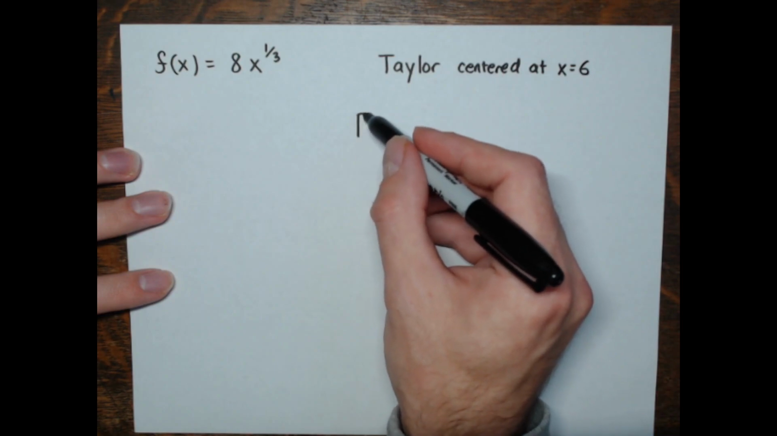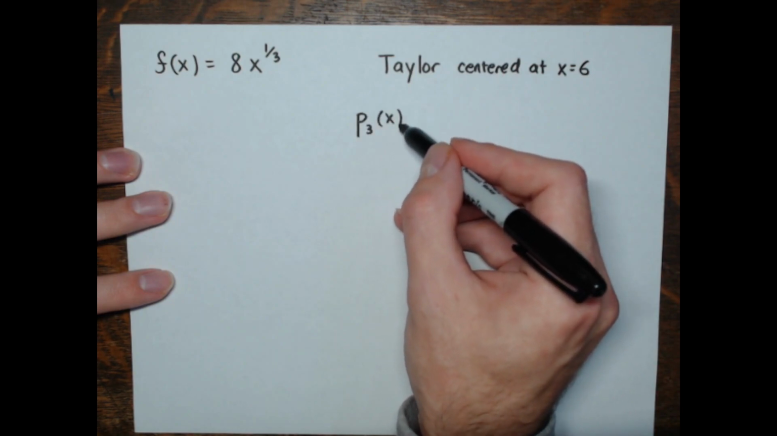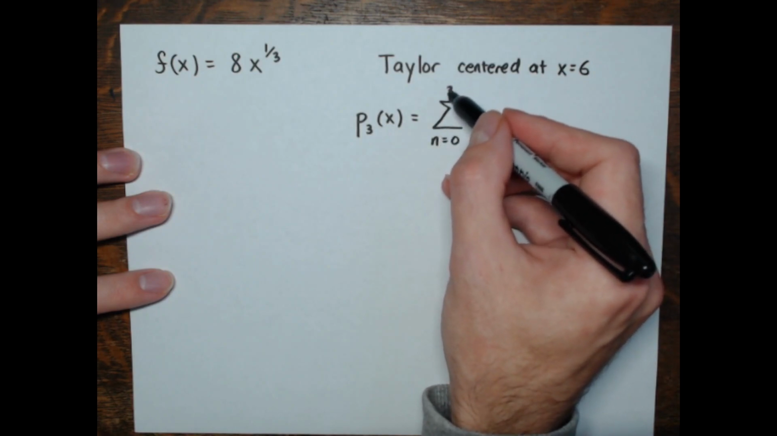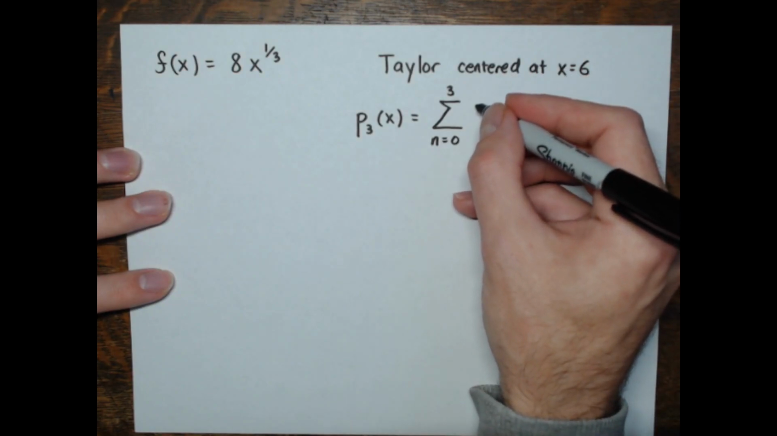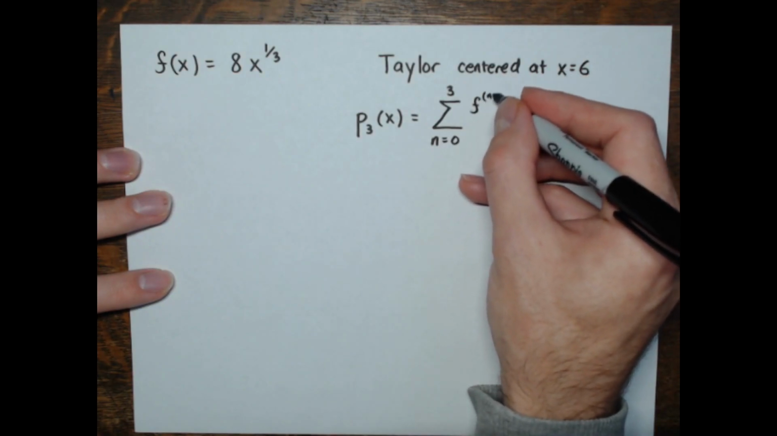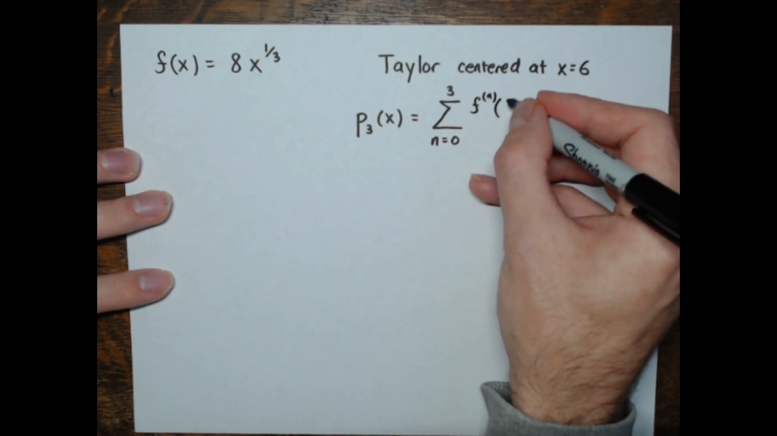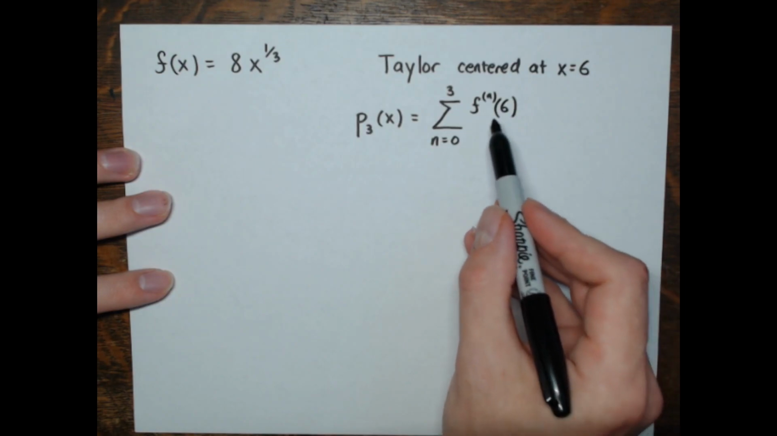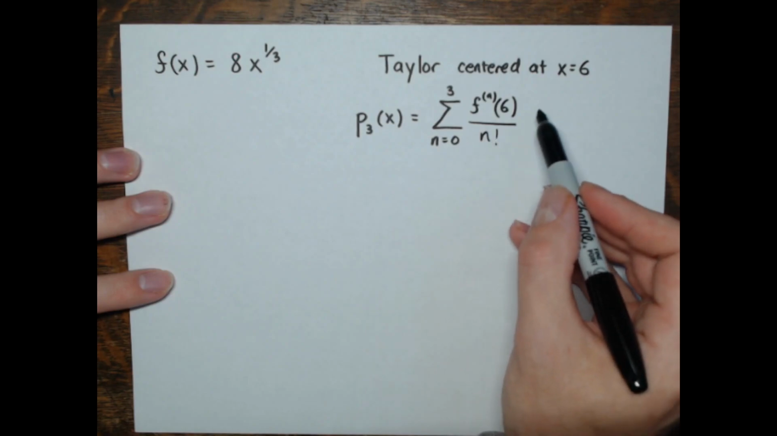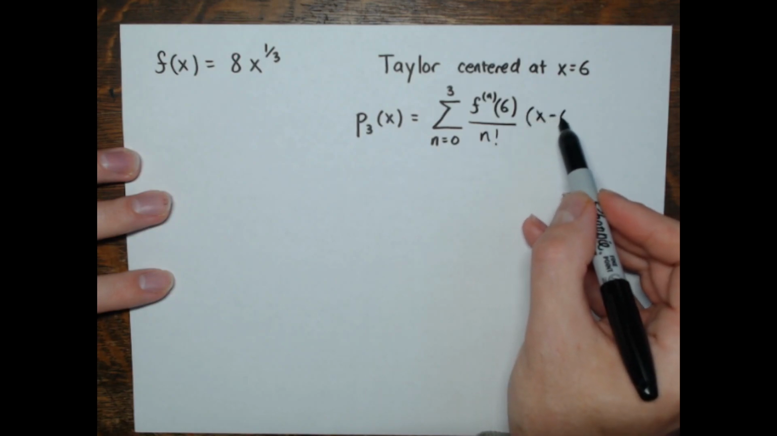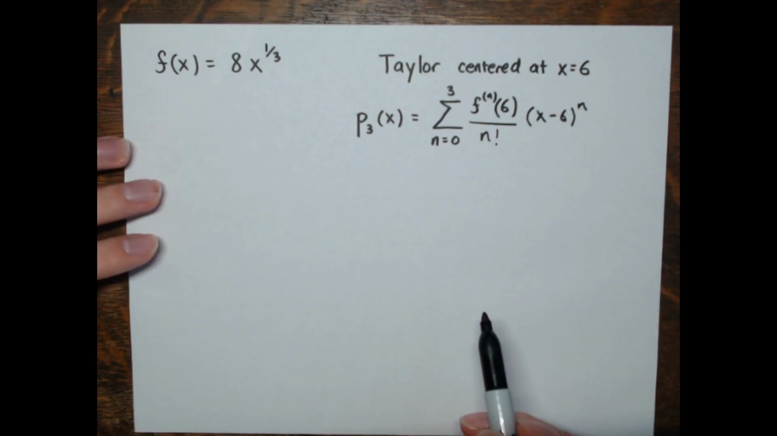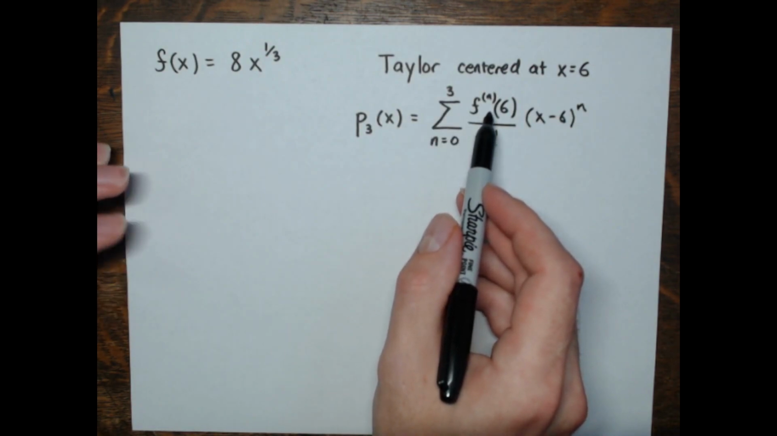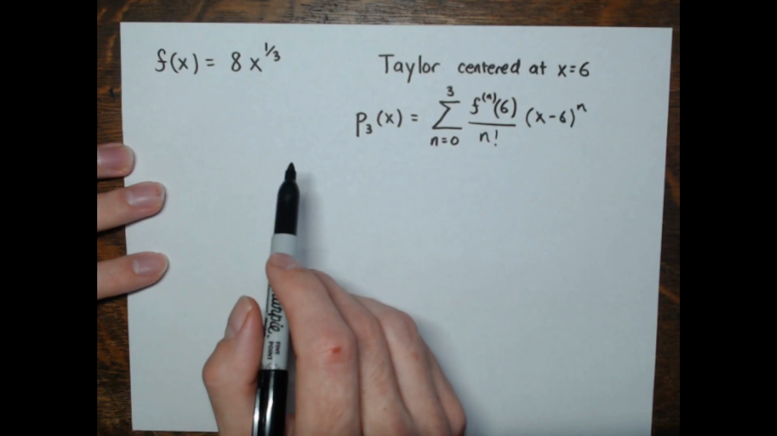All right, so the third Taylor polynomial, P3, this is the sum, n equals 0 to 3. Right, we can stop at 3. Of the value of the nth derivative of this function at the center, at 6, divided by n factorial, and then times powers of x minus 6. So I need to go down to at least the third derivative here if I'm going to get to the third powered term.